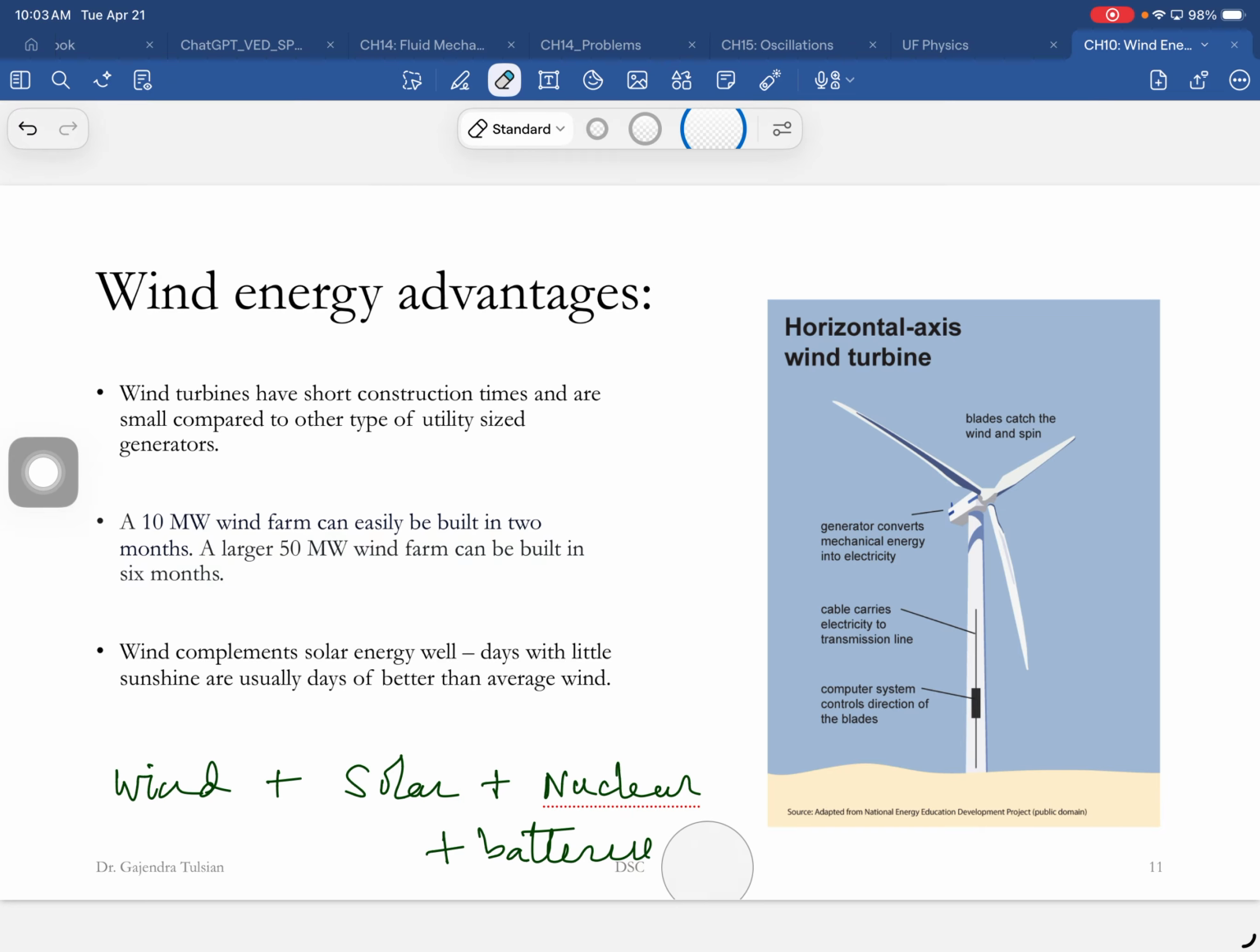Why do you need batteries? Store the energy, at night time. Okay. So wind, solar, nuclear, and batteries. See, none of these guys, what is the main thing? None of these guys emit carbon dioxide. So you can run the world on green energy.